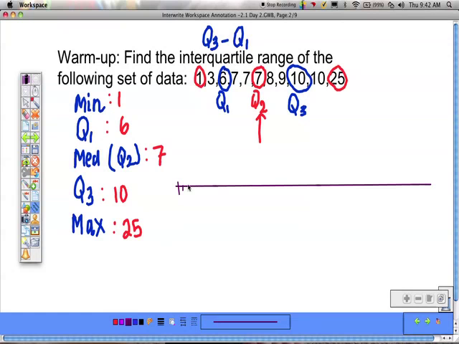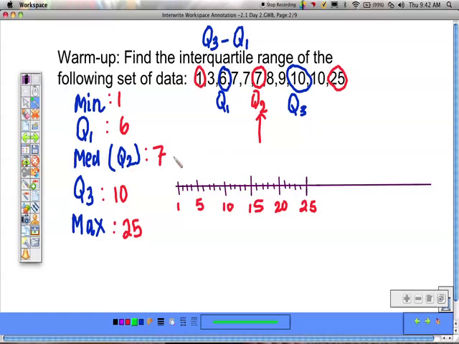So here's 1, 3, 4, 5, 1, 2, 3, 4, 5, 6, 7, 8, 9, 10. 15, 18, 19, 20. Okay. So this is 1. This is 25. Basically, we're going by 5s. 5, 10, 15, 20, 25. Okay. So to make a box plot, we're going to draw lines at these main points right here.